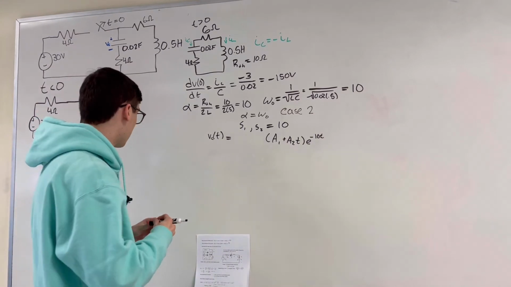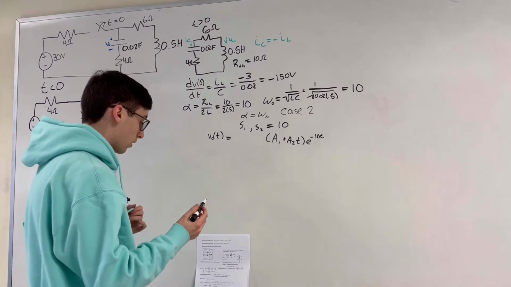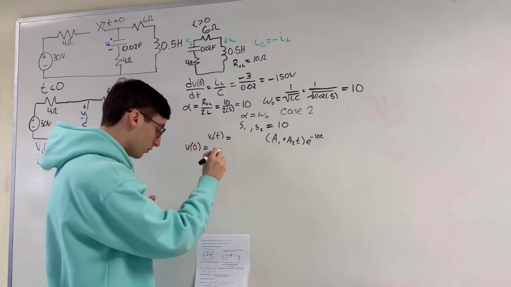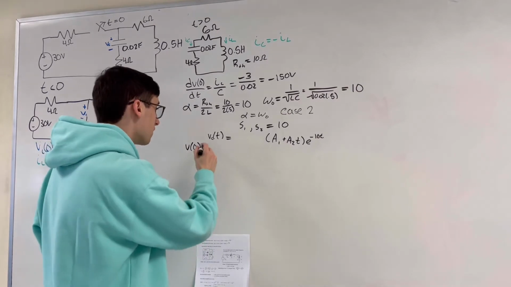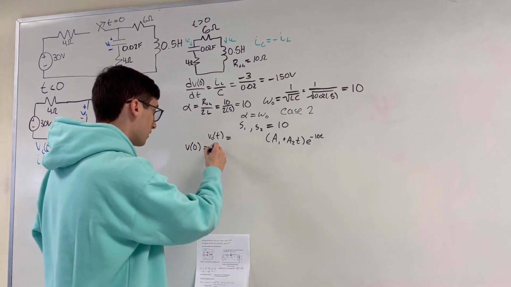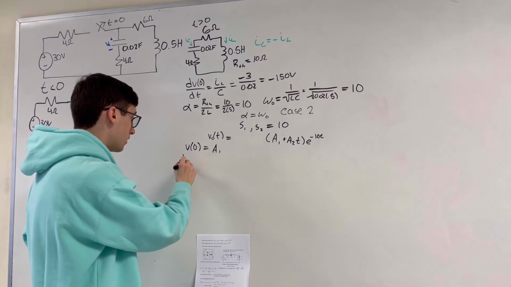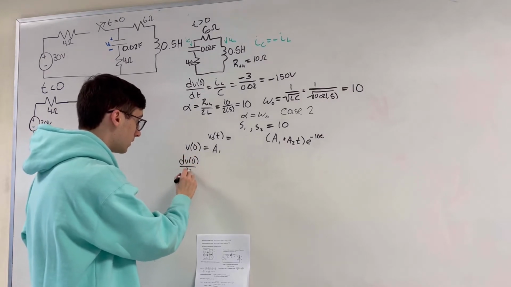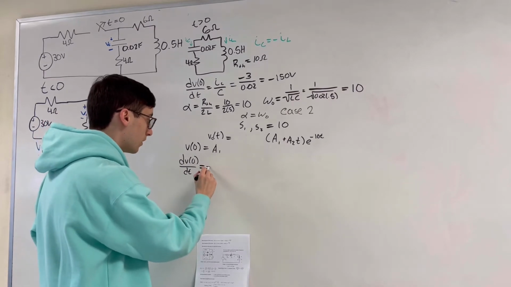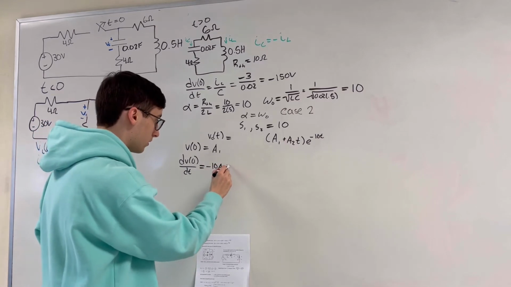All right, so now we just want to solve using our initial conditions. For case 2, we're going to have V of 0 equal to V infinity, which we already know is 0 since we have source free, plus A1. Then our dV of 0 over dt is going to be equal to negative alpha, so negative 10 A1 plus A2.